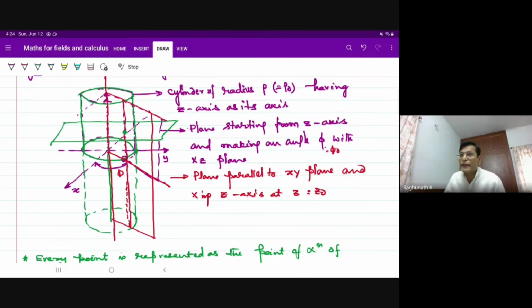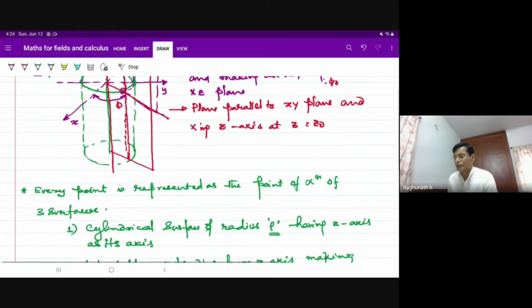Wherever the field of a source has cylindrical symmetry, we should select the cylindrical coordinate system to derive the expressions for that particular field. I will show later when that point comes.